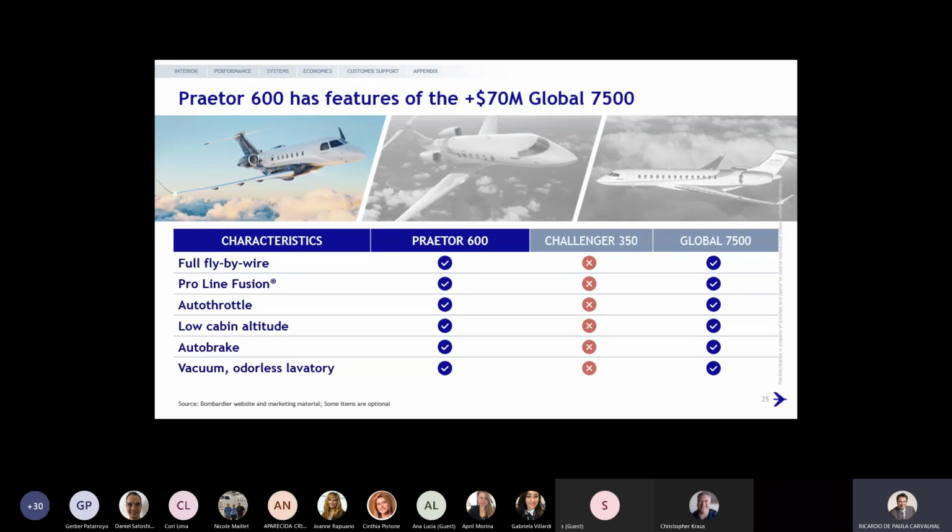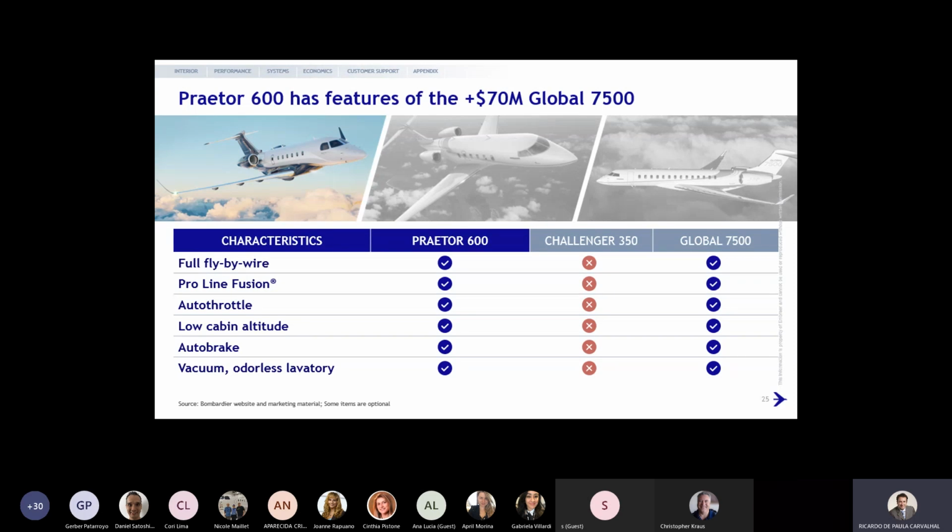And I will not go through the list on the left, but there are a lot of very important features that the Praetor has that you will only be able to find in the Global 500. And what is special about this airplane? This is the biggest airplane in Bombardier's portfolio. So for some things we are offering you in the Praetor for 20 million, if you're looking at the Bombardier product line, you only find this list in their $70 million airplane, okay? And the direct competitor, the Challenger 350, doesn't offer any of them.